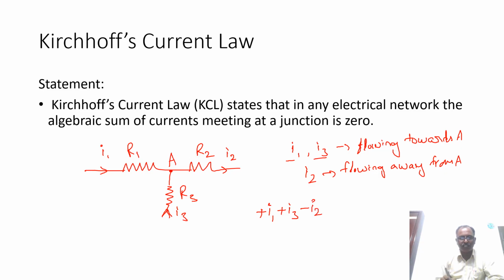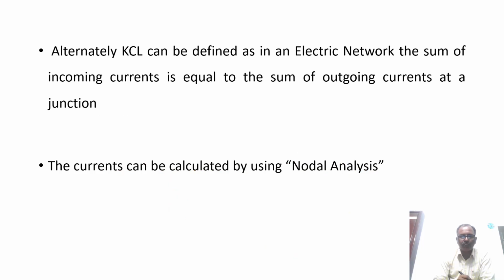The sum of these currents, plus I1 plus I3 minus I2, will be equal to 0. So this is Kirchhoff's current law. Now if you move this negative term to the right side, then we get I1 plus I3 equal to I2. So I1, I3 are the incoming currents to node A and I2 is the outgoing current for node A. Therefore, you can also state KCL as the sum of incoming currents is equal to the sum of outgoing currents at a junction.